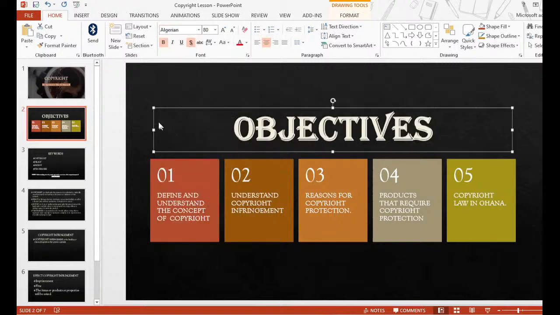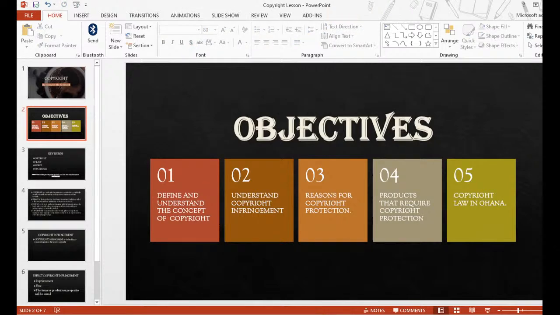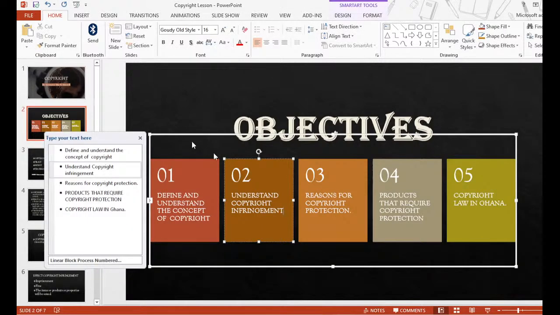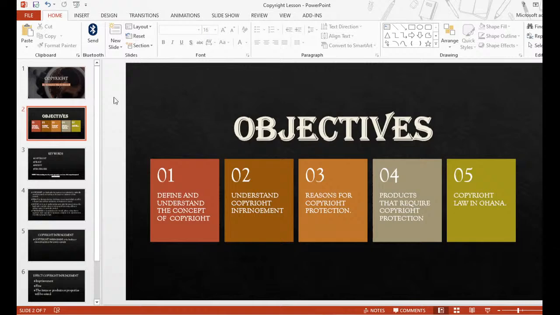So objective number one: by the end of this lesson, we will be able to define and understand the concept of copyright. Objective number 2: we have to understand what copyright infringement is, and the effect of infringing upon copyright. What happens when you infringe upon copyright?